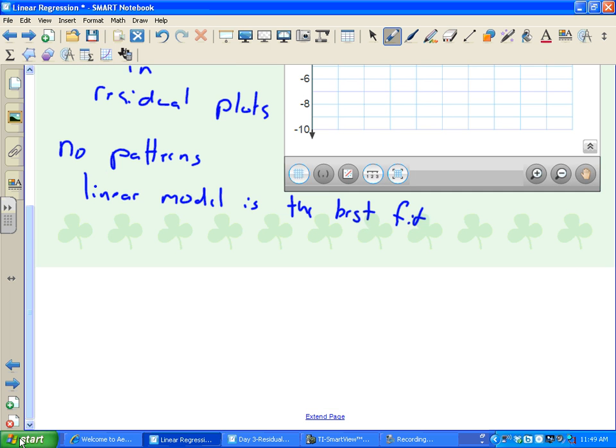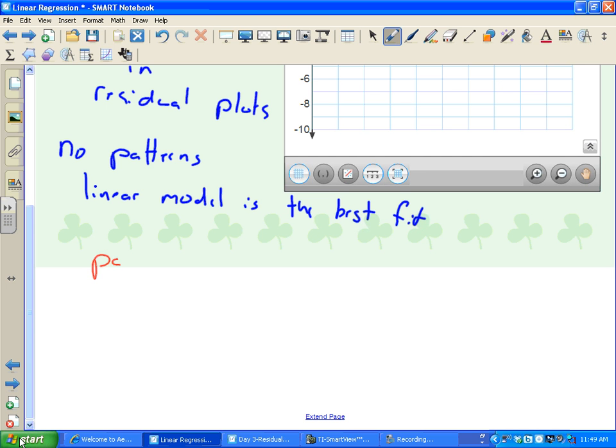Notice when we were in your calculator, there was quadratic regression, there was cubic regression, there's quartic regression. Those are all different models that you can do with your data. Remember, quadratic is a parabola. You can try to model it after a parabola. Quartic is square root. Those things are all models that you can use. We don't do it. The only thing that we do in this class is linear regression. If there's no patterns in the residual plot, you say the linear model is the best fit.